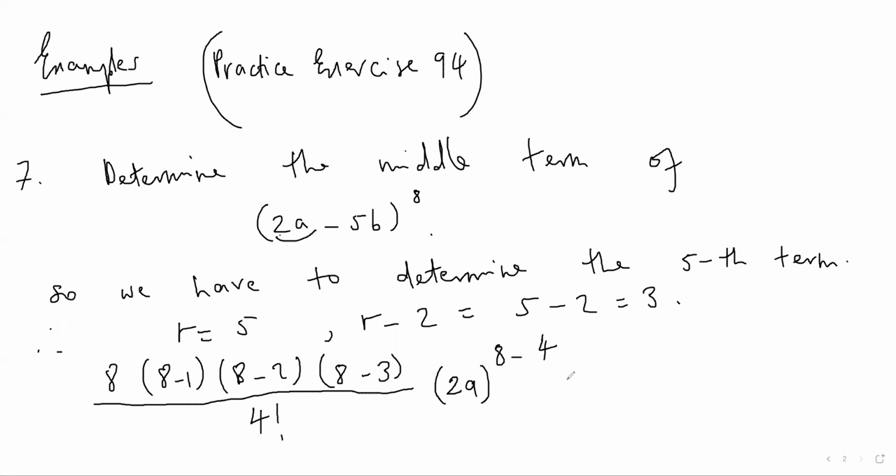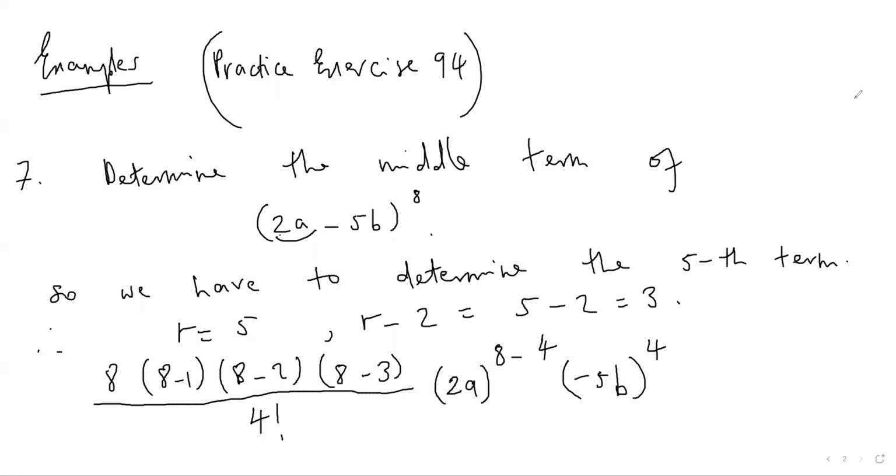And then we're going to multiply by x to the power of r minus 1. But in place of x, we've got minus 5b. So we're going to put minus 5b and put this to the power of r minus 1, which is 5 minus 1, which is just 4. So we're going to put this to the power of 4. And then we are going to simplify this and get our answer.